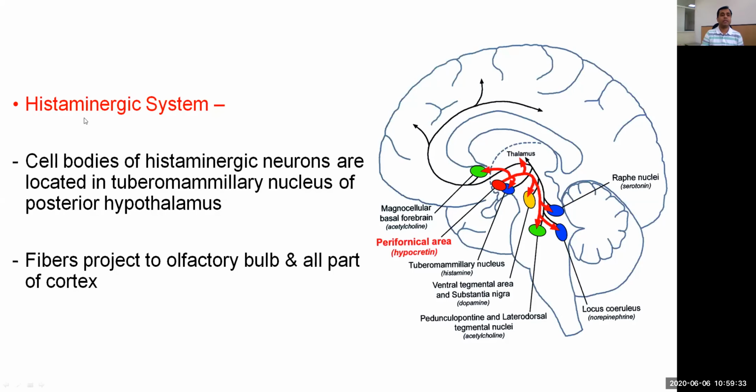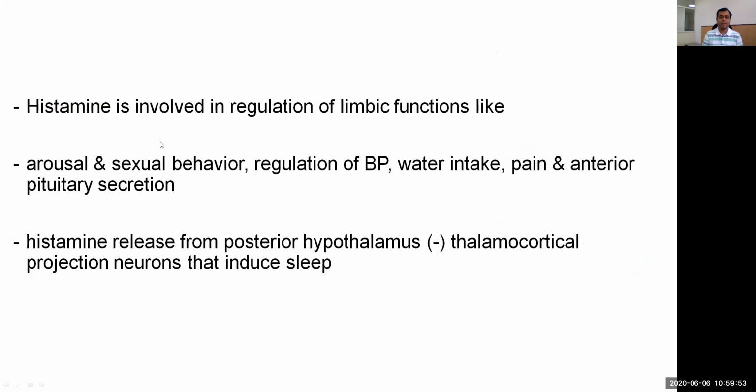Coming on to next system, that is histaminergic system. Cell bodies of the histaminergic neurons are located in the tuberomammillary nucleus of the posterior hypothalamus. The tuberomammillary nucleus, which is located in the posterior hypothalamus. Fibers from this nucleus are projecting to olfactory bulb and all parts of the cortex. Histamine is involved in the regulation of limbic functions like arousal, sexual behavior, regulation of BP, water intake, and anterior pituitary hormone secretion. Histamine, which is released from the posterior hypothalamus, inhibits the thalamocortical projection neurons that usually are responsible for induction of sleep.